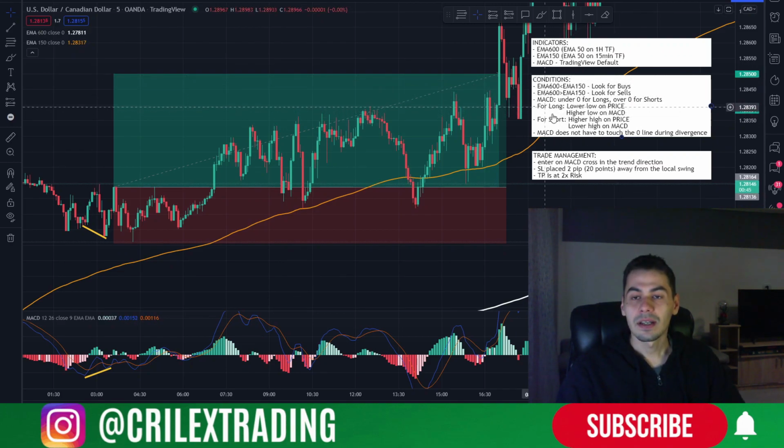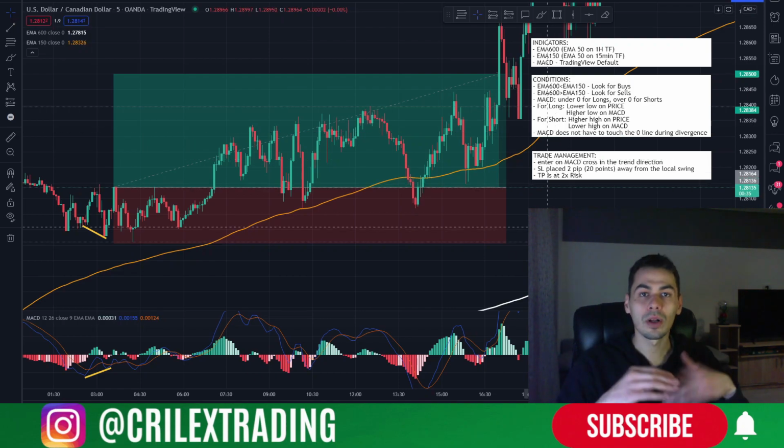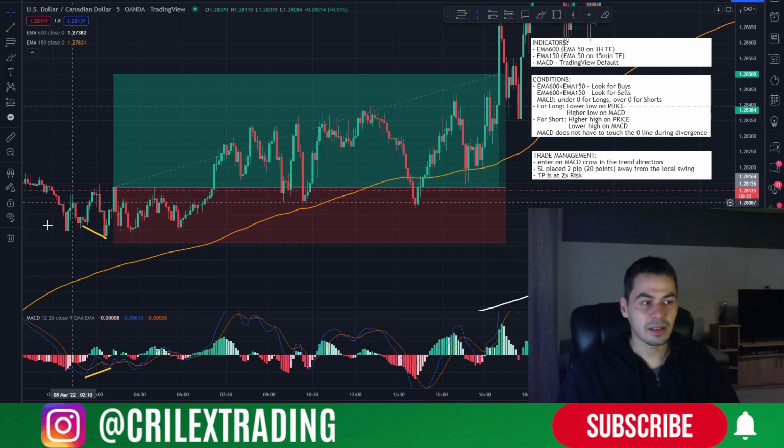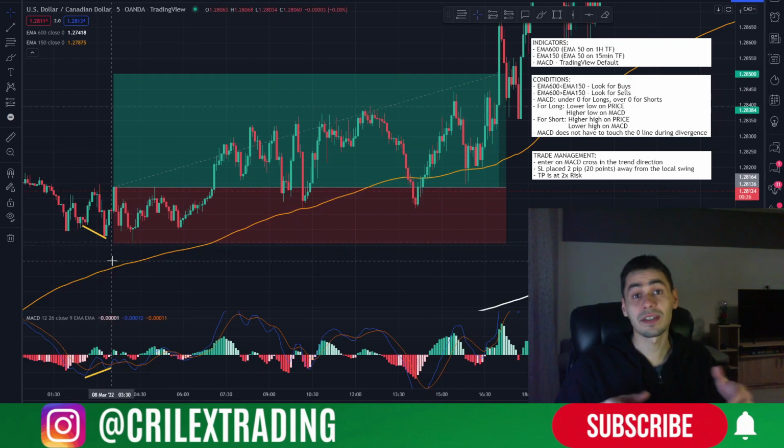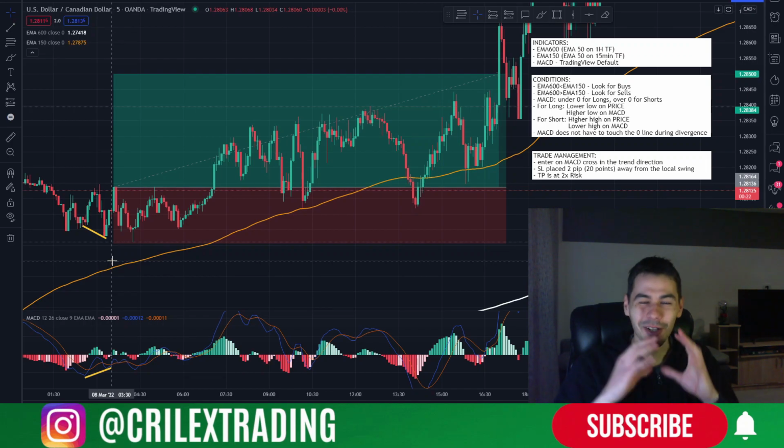And of course, the core of the strategy is divergence. This time it's regular divergence, no more hidden ones like in the previous strategy. So for long entries, we will be looking for lower lows on price and higher lows on the MACD, as you can see on this trade that I displayed here. This is a long entry.